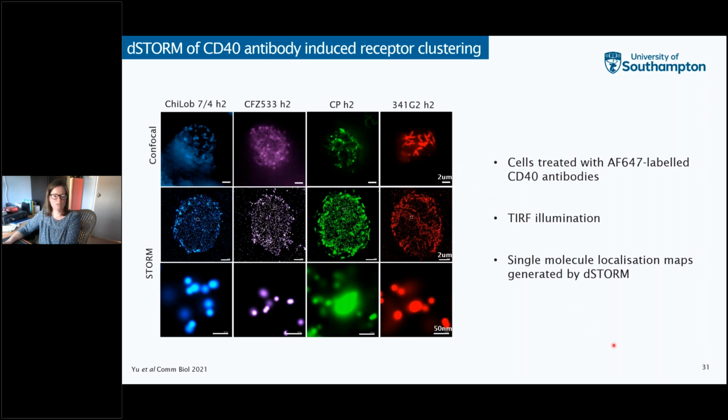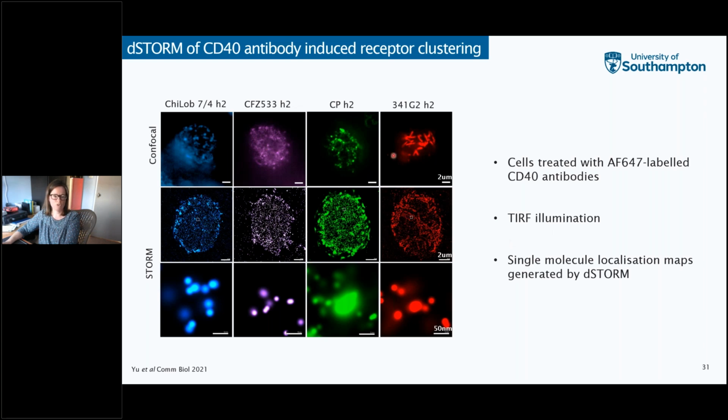So if we go back to our CD40 data, we used Jurkat cells expressing CD40 and treated them with Alexa Fluor 647 labeled anti-CD40 antibodies, and then checked for receptor clustering. The images shown here are from the cell surface close to the cover slip, so they're taken in TIRF mode on the NanoImager to increase the signal to noise ratio.